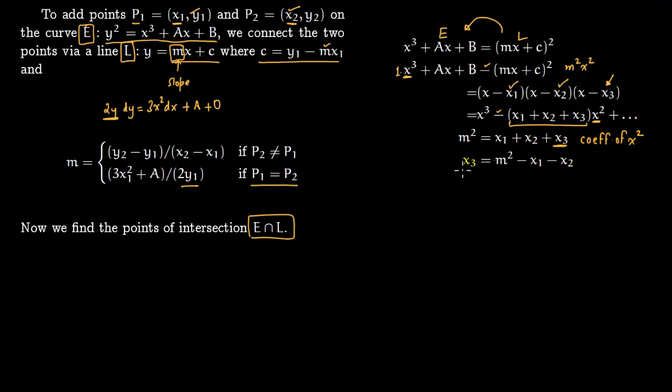Now you solve for x3 and bring it here: m squared minus x1 minus x2. This gives you x3. That is the point of intersection. From here you can find y3. For y3, again you use the formula y equals mx plus c, so y equals mx3 plus c. Here the c again you calculate from here. So this is also given to you. Now P1 plus P2 is equal to (x3, minus y3) because of the reflection.